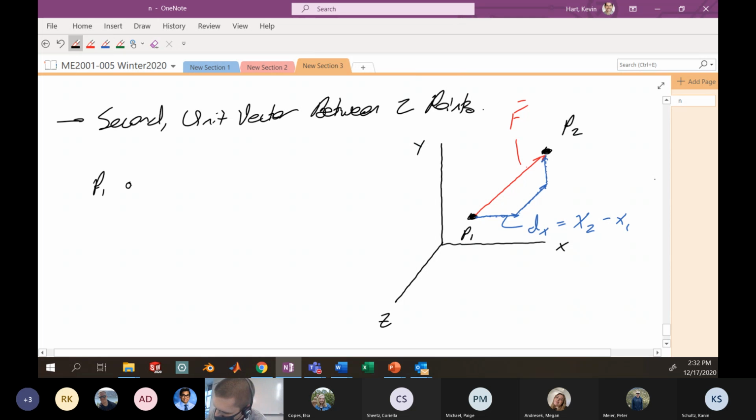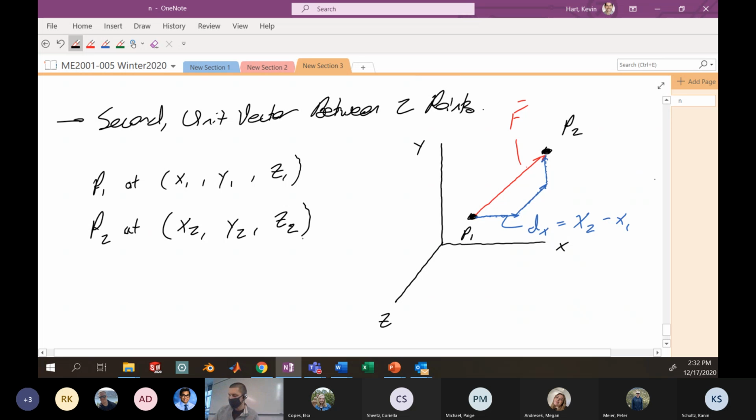So P1 at X1, Y1, Z1, and P2 at X2, Y2, Z2. Then my distance in X is X2 minus X1. My distance in Y is Y2 minus Y1. And then my distance in Z is Z2 minus Z1. All right.